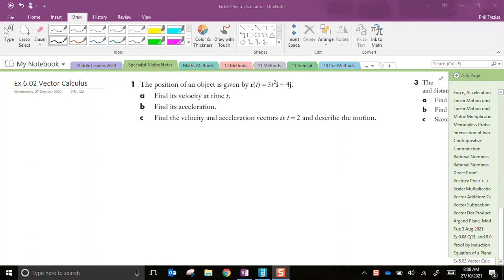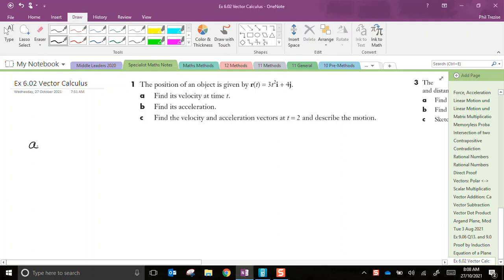Everyone, this lesson is going to be about vector calculus. So we're going to do 3 questions here. The first one, we've been given the position vector r in a parametric equation in terms of t, and we need to find the velocity.